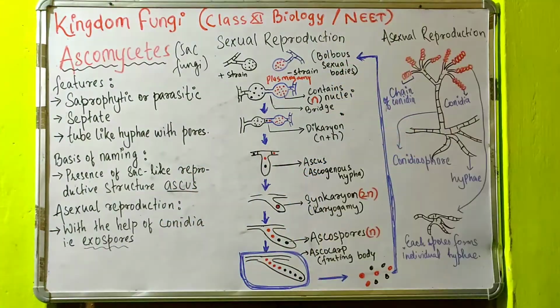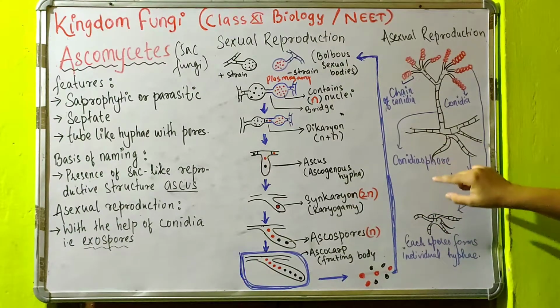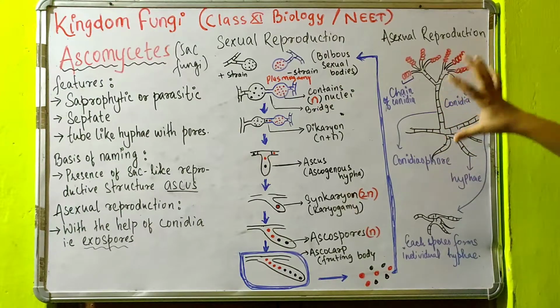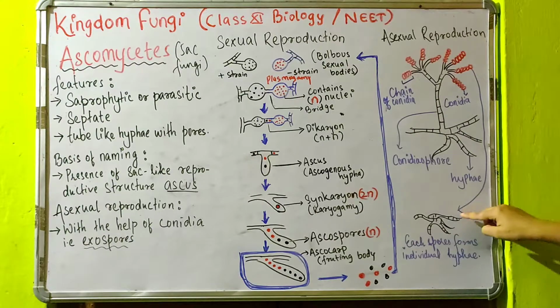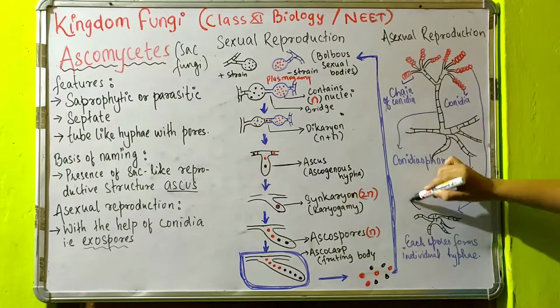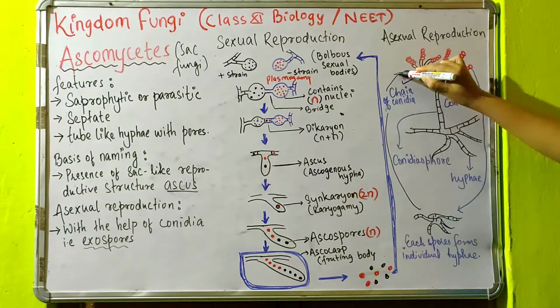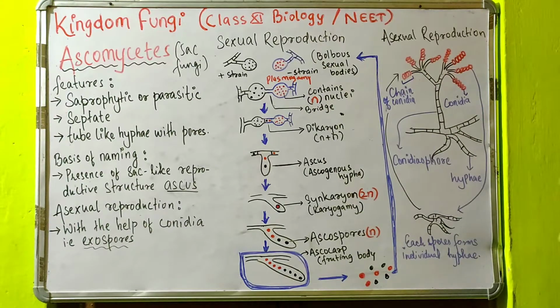What happens is these spores fall off and then grow again as an individual hypha. Again it will produce the same kind of conidiophore and the same kind of conidia, and the life cycle goes on. That means from these to these, again from these to these, it goes back to the same place, isn't it? I hope you got the asexual reproduction.